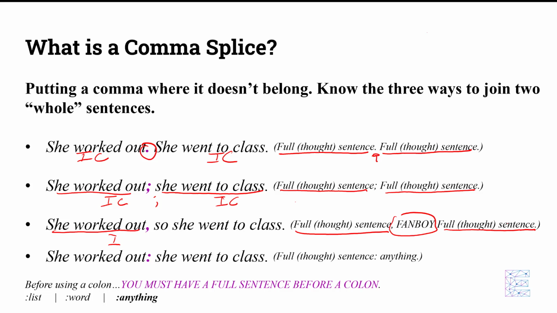And the fourth way that we saw is you can join two independent clauses using a colon. And this is the most versatile one because you can have an independent clause on the left and anything on the right. By anything we said, we can have another independent clause. We could have a list. We could have one word. Basically, anything works after you have a full thought and a colon. And that concludes this lesson on comma splice.